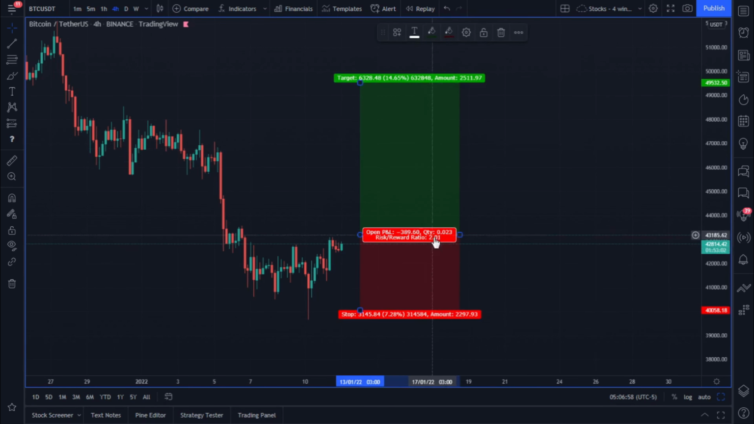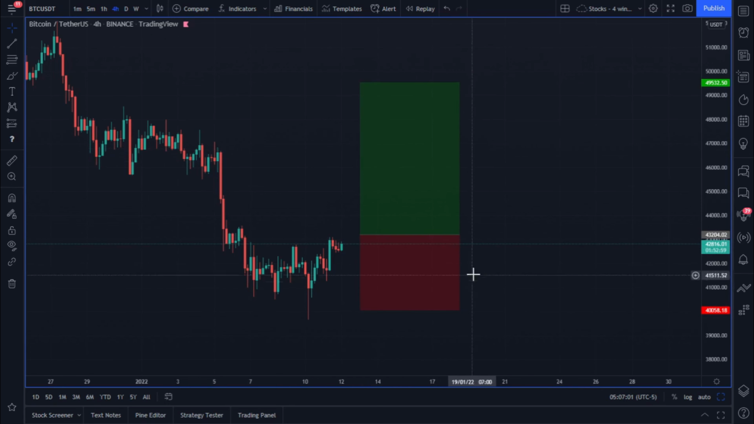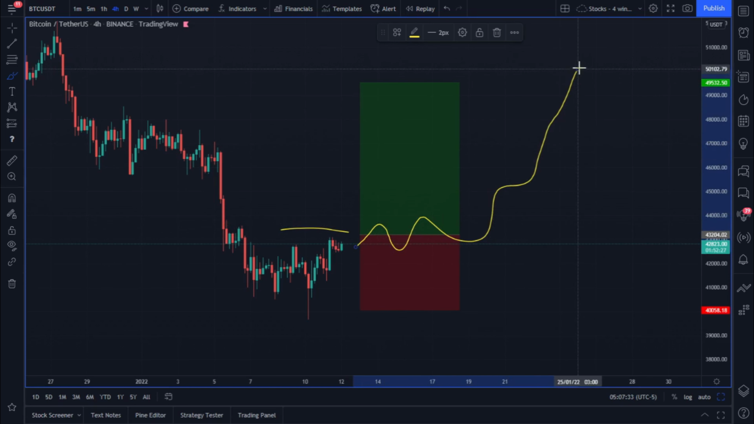Okay, so 1 to 2. So we're prepared to risk $100 to make $200. Yep. So this is what our technical analysis told us. This is what we believe. We believe this is a safe level for our stop loss with our target up here. So just to highlight, this is our entry price, and we believe the price will do something like this, and eventually, boom, hit our target level up there.